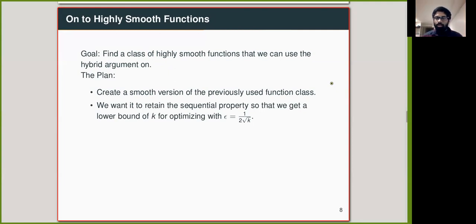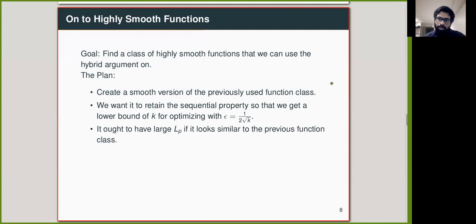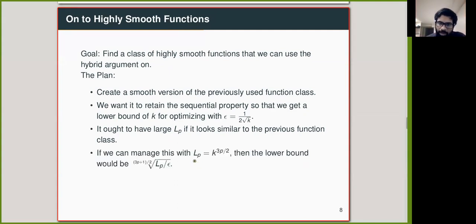And we wanted to retain the sequential property that we learn V1 in your first query, V2 in your second query, and so on, so that we can still use the hybrid argument and get the same lower bound. But when we're doing this kind of smoothing, your gradient is quickly changing from one value to another value in a short span of time. So your higher order derivatives are going to be large if it looks similar to our previous function class. And if we can manage this while keeping the higher order derivatives with the Lp constant at most k to the 3p by 2, we'll get exactly the lower bound that we were looking for. So this is what we're really trying to do.